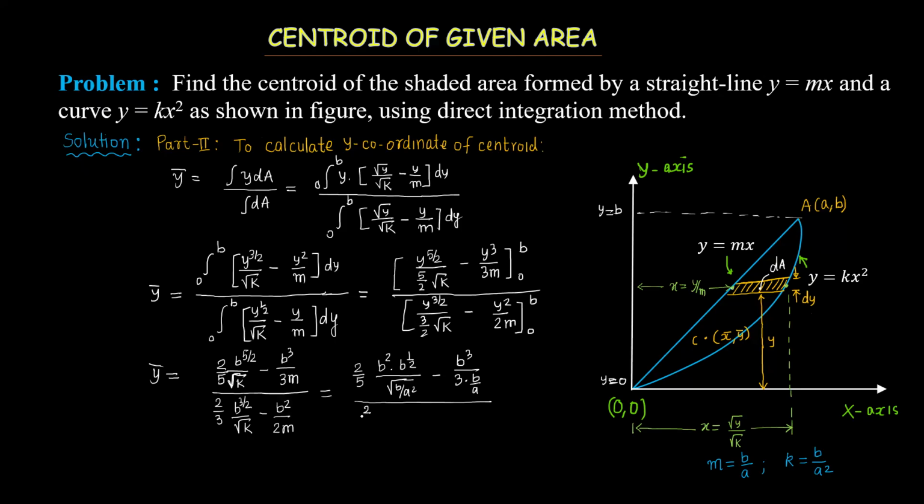Again 2 by 3, friends, denominator here. I'm going to simplify this. This is going to be raised to 1 times b raised to 1 by 2. Just for simplicity, I'm writing all this. Root k is nothing but square root of b by a square minus b square over 2m. 2m is nothing but b by a. Now we have to see a very simple. So let's simplify this, friends.